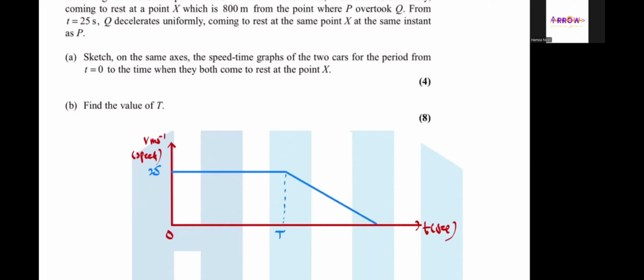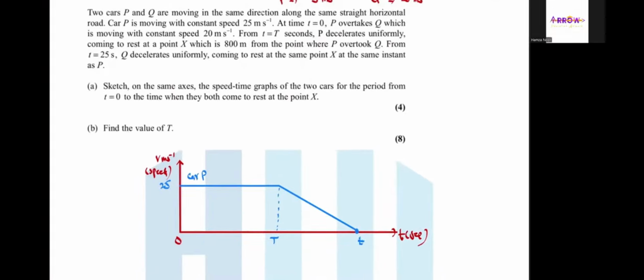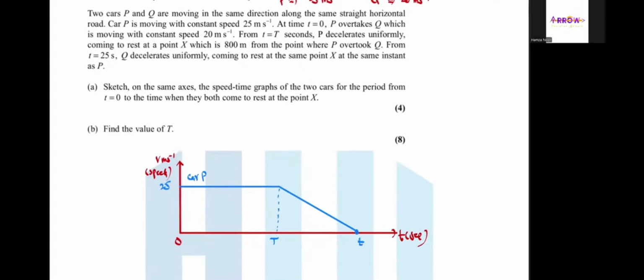So here we have a downward sloping line, and this is the journey for car P. And at which time it comes to rest, we don't know that point. So let's keep it a small t over here. Okay, so this is basically the sketch for car P.